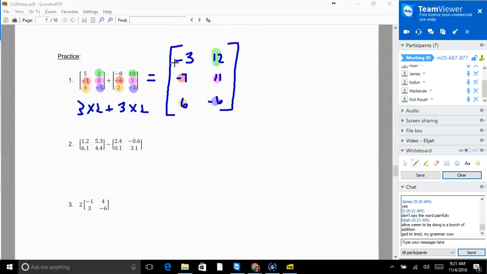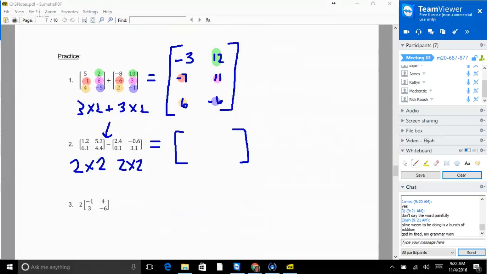Number two. Number 2 should be painfully simple as well. It's also a smaller matrix, so that's easy, right? So these are both 2 by 2. This is a 2 by 2 and this is a 2 by 2. You will notice that it is a subtraction problem, so you want to make sure that you do the right one when you're calculating these, right? Okay, so let's do this kind of quickly.